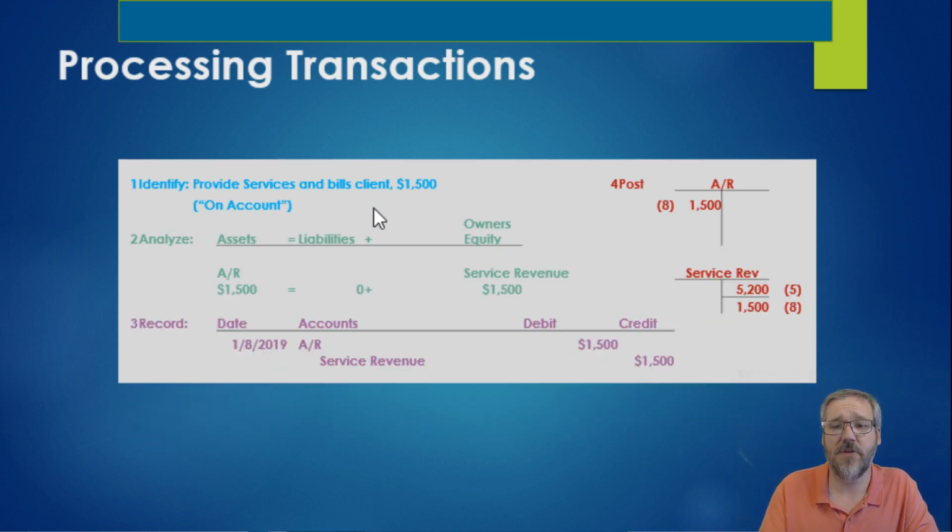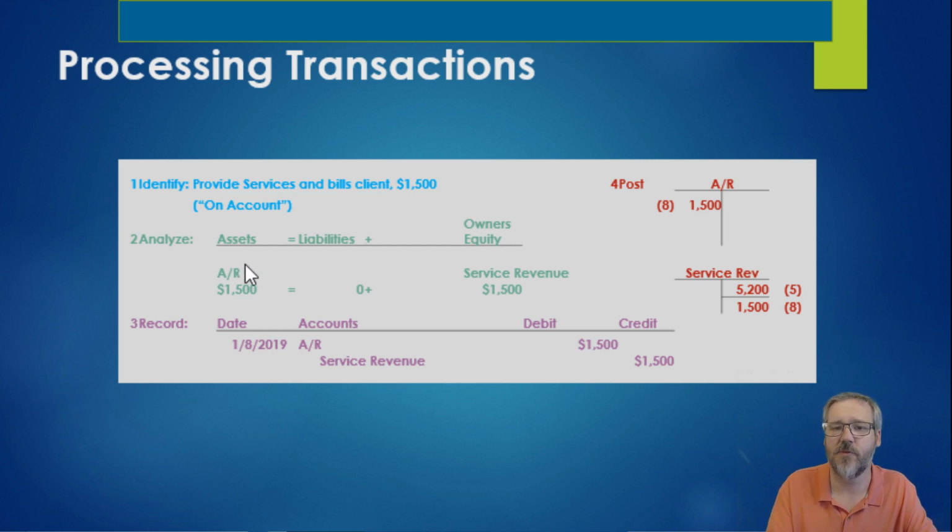All right, on the 8th, provide services and bills client, $1,500 on account. Again, notice that on account is in there. This time we've provided services and billed our client. This means that this on account is something that I expect to receive. Okay? So even though I'm not getting paid cash, I am getting a promise to receive cash later. This works the same way that we saw in the other service revenue example, except in this case, we're not getting cash, we're getting a promise to get cash later.